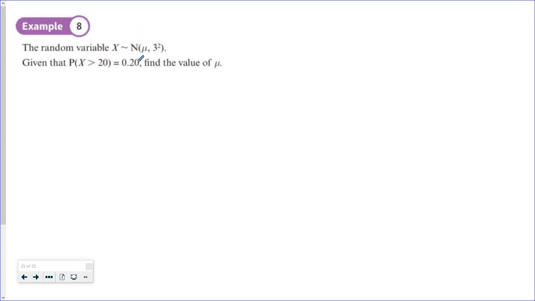In this section, we're going to try and find unknown values of the parameters of a normal distribution. So far you've always been given both of the parameters and you've been asked to find a probability. This time we're going to work in reverse. We've been given a probability and we're asked to find one or more of the parameters.